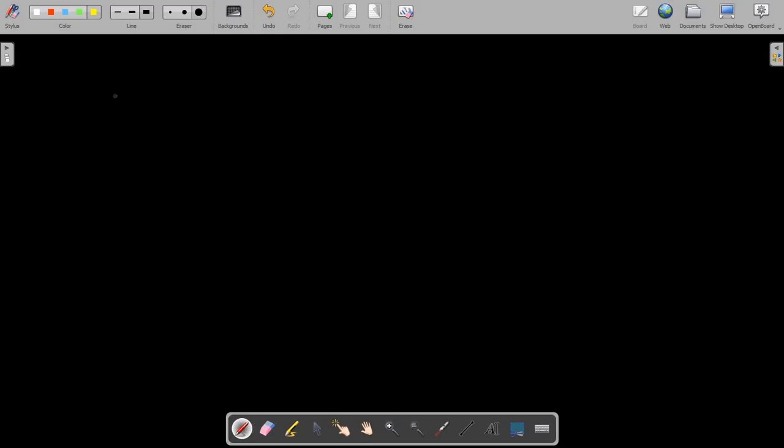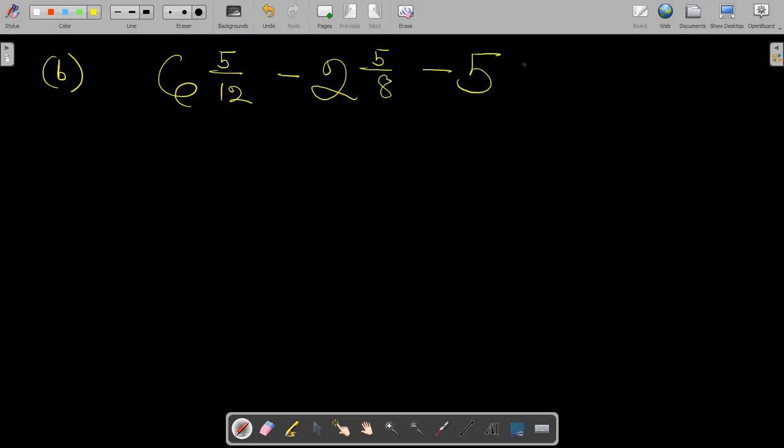So let's say we are given something like this. That's question 4B. Let's say we are given 6 whole number 5 over 12, minus 2 whole number 5 over 8, then minus 5 whole number 3 over 4. Then this is plus 4 whole number 1 over 6.